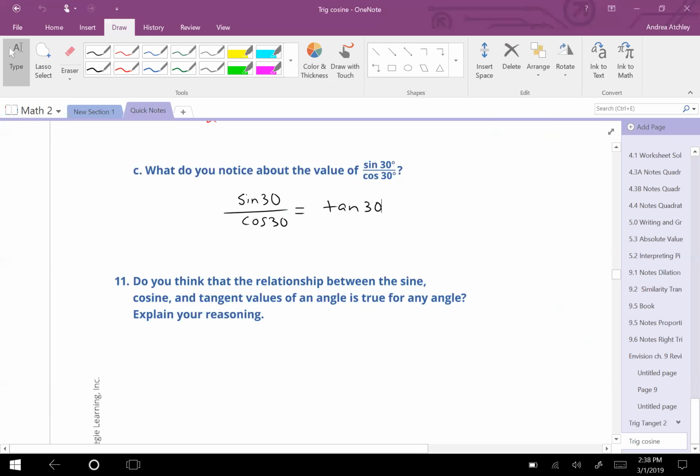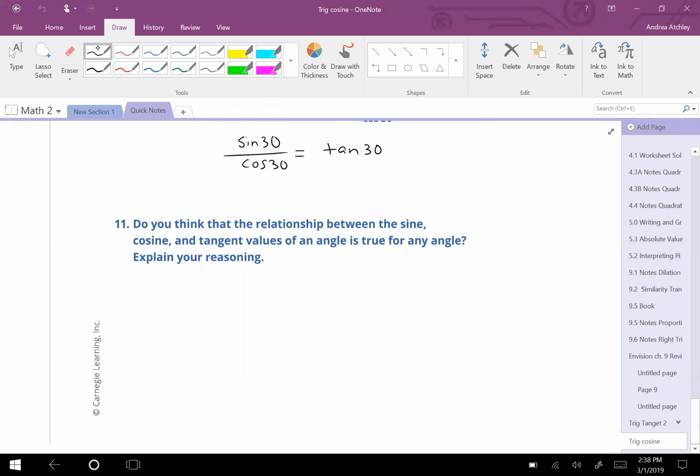Can someone explain to me why it's always going to be true? Yes, they're all ratios, and those ratios are never going to change, right? It's always going to be opposite over adjacent for tangent. It's always going to be opposite over hypotenuse for sine, and it's always going to be adjacent over hypotenuse for cosine.